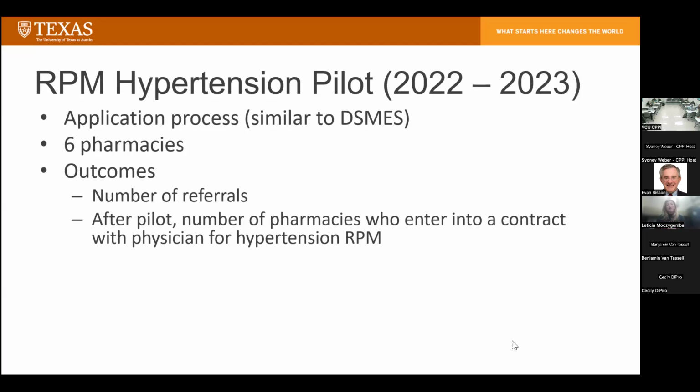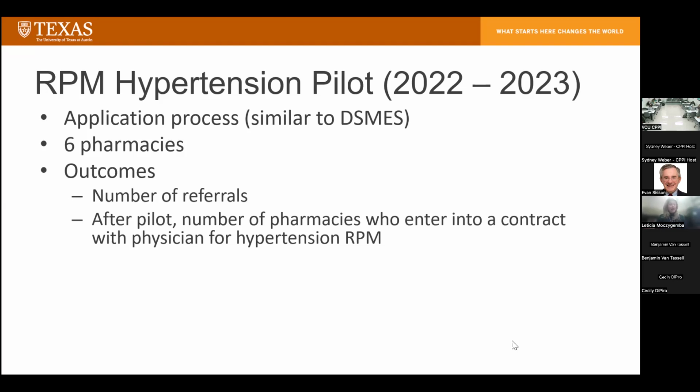So considering that, the purpose of this pilot, if you think about our purpose from our funder, was really focusing on increasing referrals between physicians and clinics and pharmacists in the community. And then for us, we were really looking at how do we make this work? What would the workflow look like? All those things. And we were also interested in, if the pilot's successful, having pharmacies enter into a contract with the physician after the pilot, because the physician would have been happy with the outcomes and all those things.